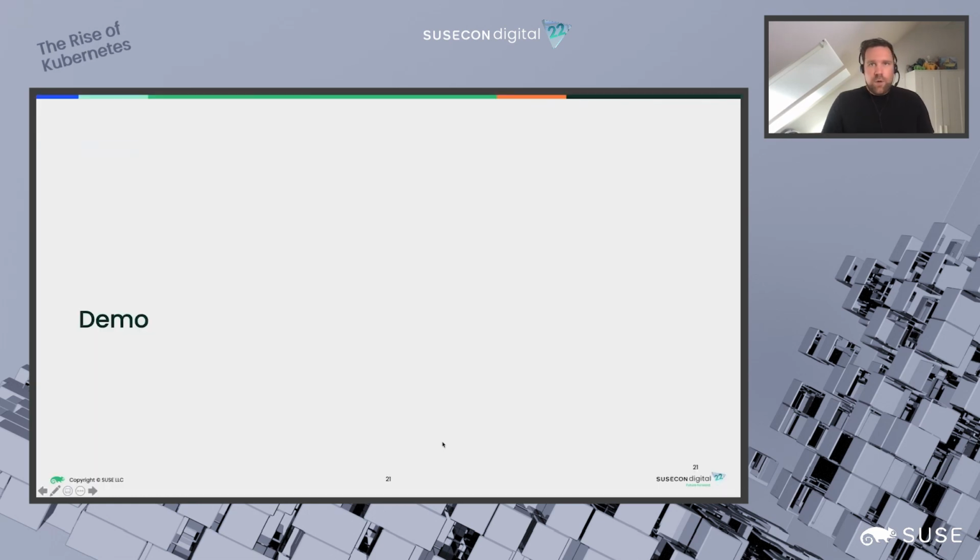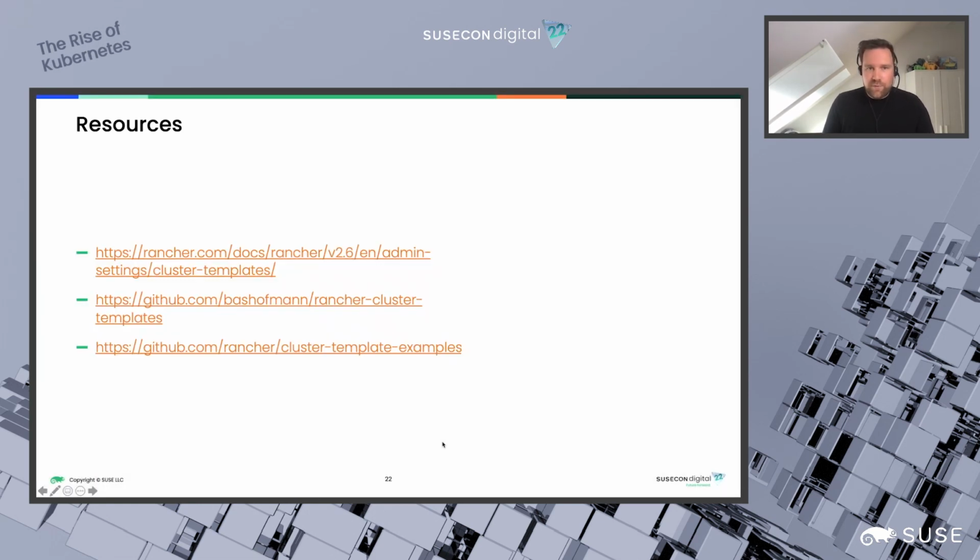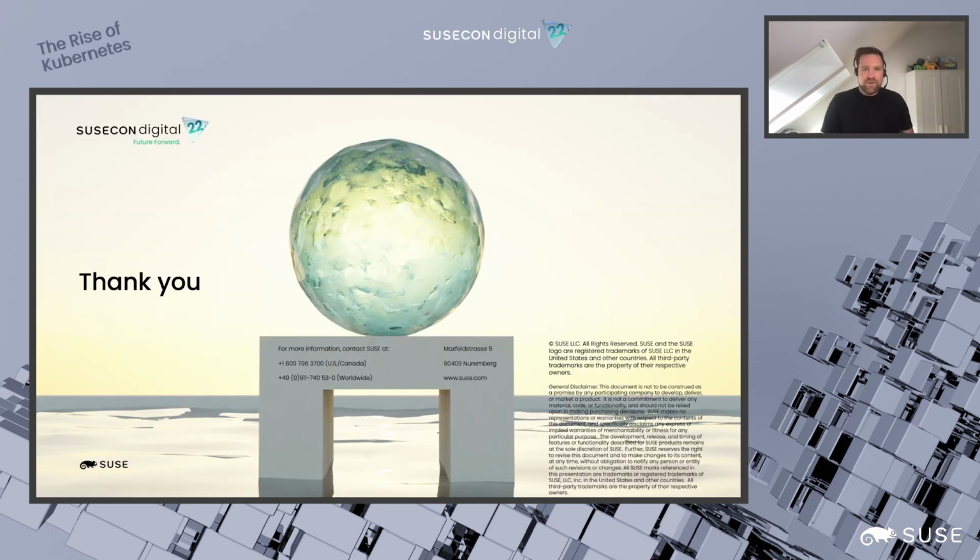If you want to know more about cluster templates, there is of course documentation about this in the Rancher docs. Here is also a link to the repository that you just saw that I used in my demo. And also in the Rancher GitHub organization, we have a repository with more cluster template examples, also for different cloud providers in different configurations. And with that, I hope I could get you interested in trying out RKE cluster templates.